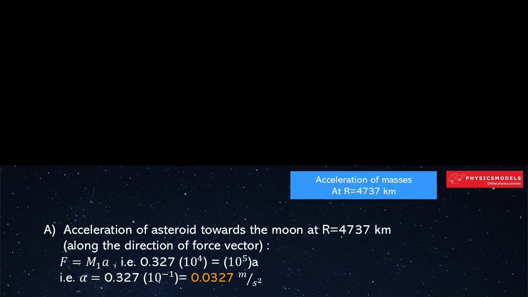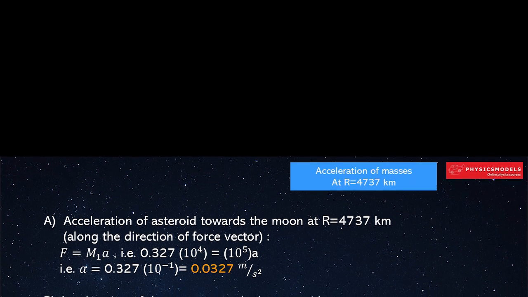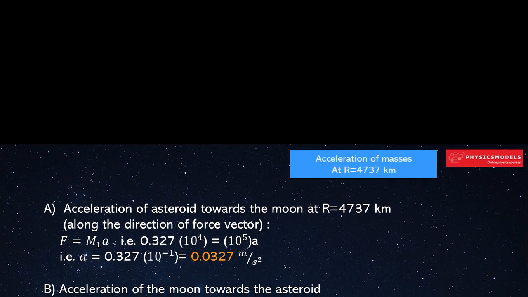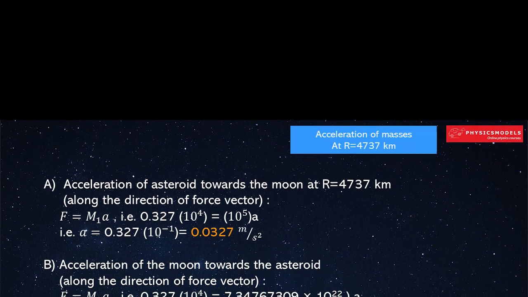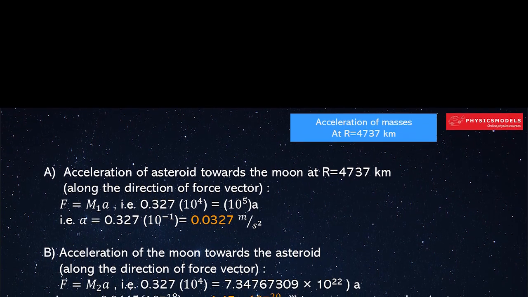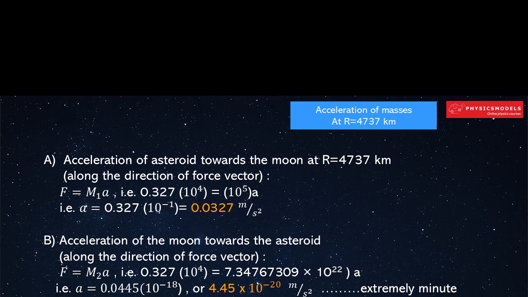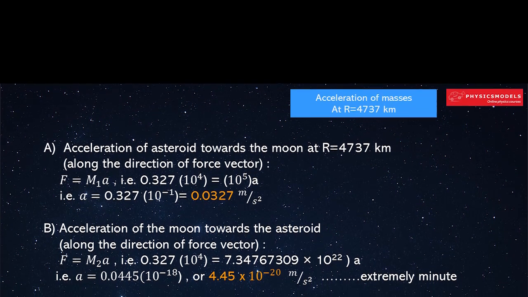Now we find the acceleration. We know the force of attraction, we know the mass, so we can find the unknown, which is the acceleration. So plug in the values of F and M1, and we can find out A for the asteroid.